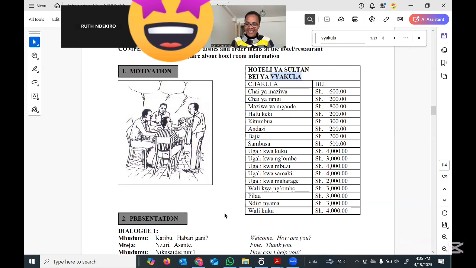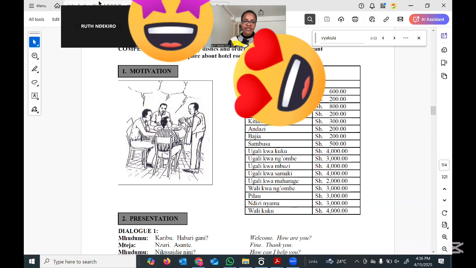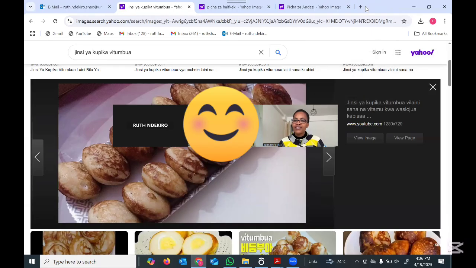Okay. So yeah. And there's the bajia. I think I don't know that either. Bajia is the same. I mean, it is made of... Let's have a look. I think we can find it here. Bajia is the same. It's also a snack. Okay.